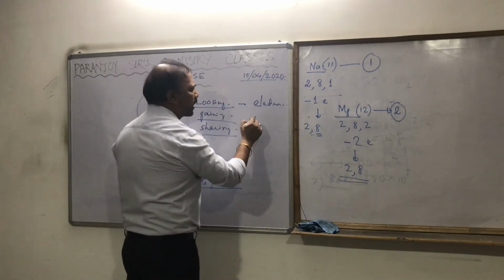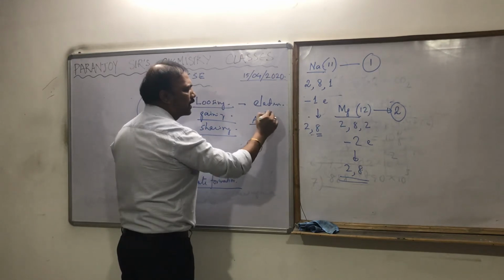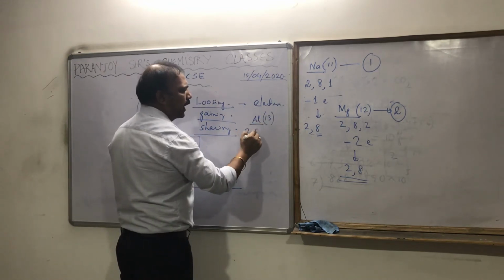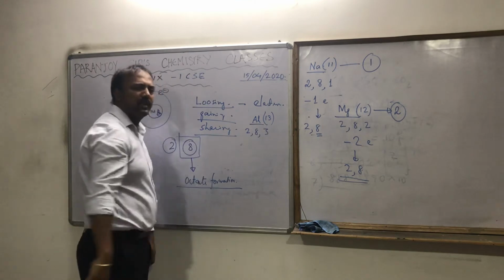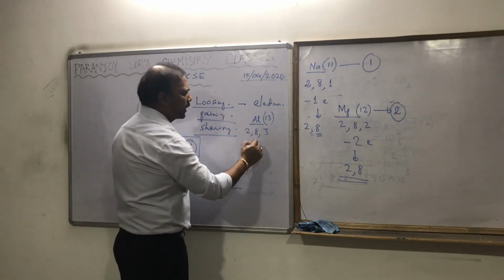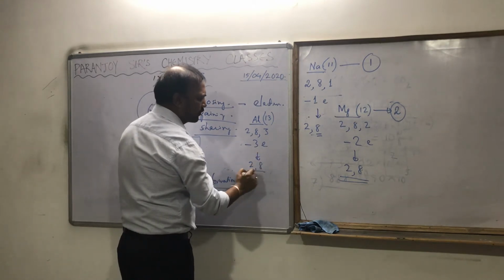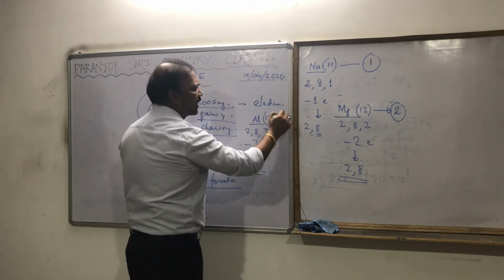Okay, let's talk about aluminium. What is aluminium? Aluminium has got 13 electrons. So it is 2, 8 and 3. How many electrons will it lose? It will lose 3 electrons. If it loses 3 electrons, then it will gain the configuration 2, 8. Again octet is formed. So what is its valency? Its valency is 3.